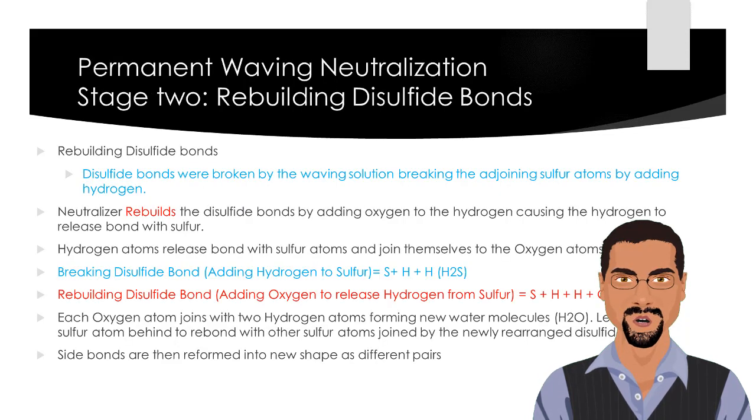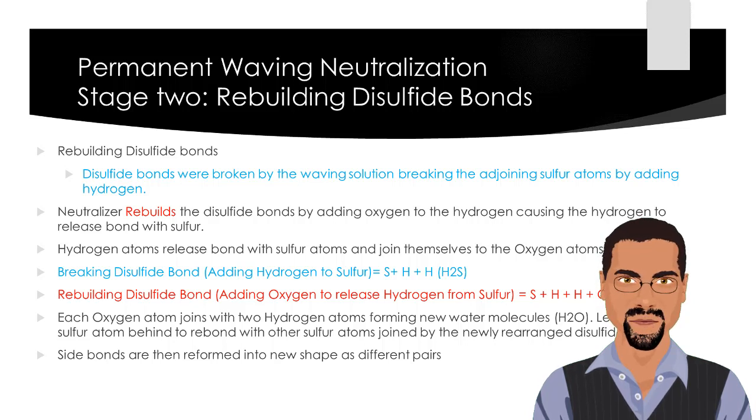The second stage in the neutralization process is to rebuild the disulfide bonds. You may recall the disulfide bonds were broken by the waving solution, by adding hydrogen that breaks the bond between the adjoining sulfur atoms. Neutralizer rebuilds the disulfide bonds by adding oxygen back into the chemistry. Hydrogen has a stronger attraction to oxygen than it does to sulfur. The addition of this extra oxygen causes the hydrogen atoms to release their bond with the sulfur atoms.